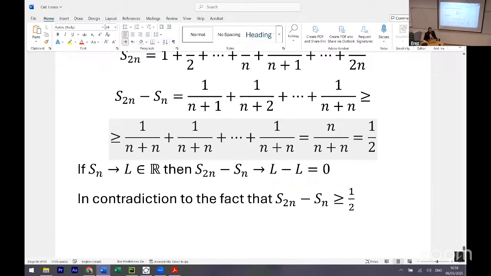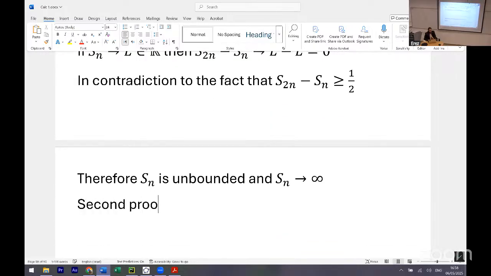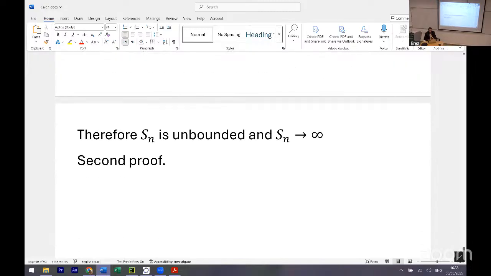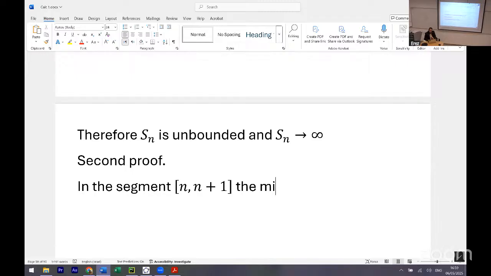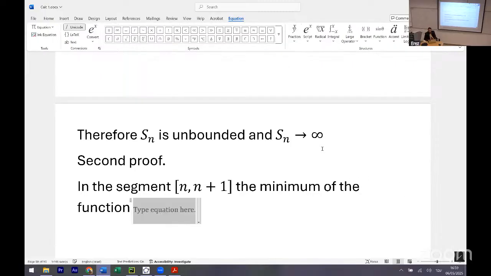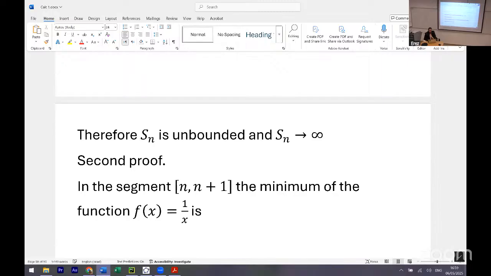Second proof. In the segment between n and n plus 1, the maximum, just a second, I think the minimum of the function f of x equals 1 over x is, no, the minimum at n plus 1, so it's 1 over n plus 1.